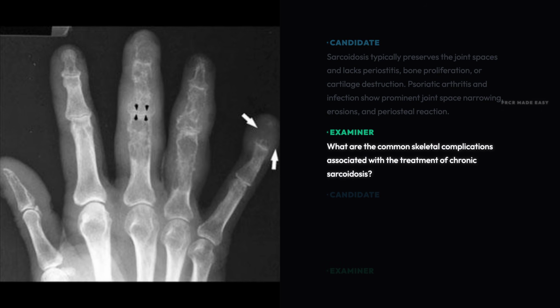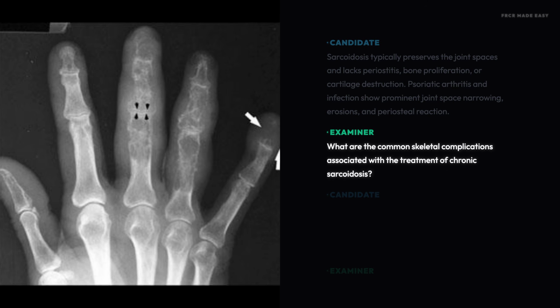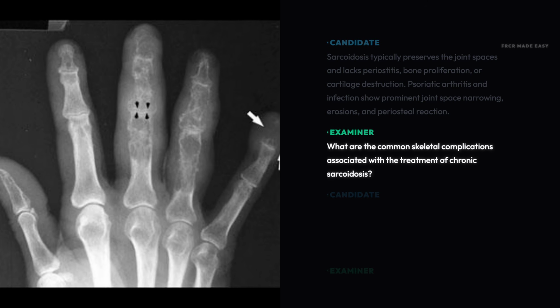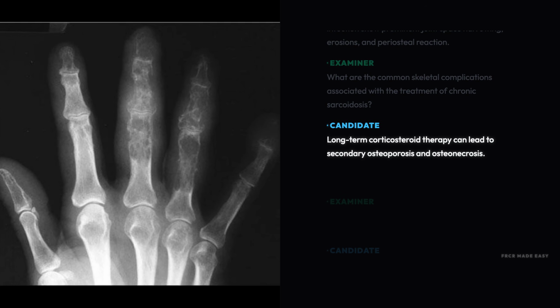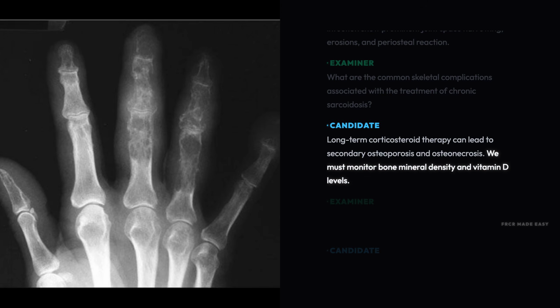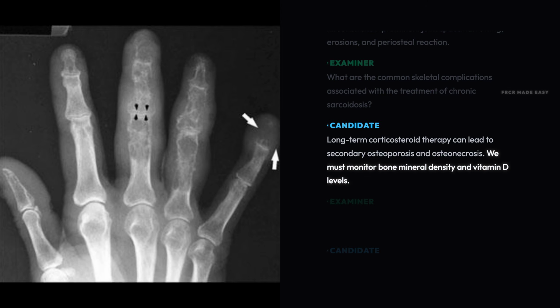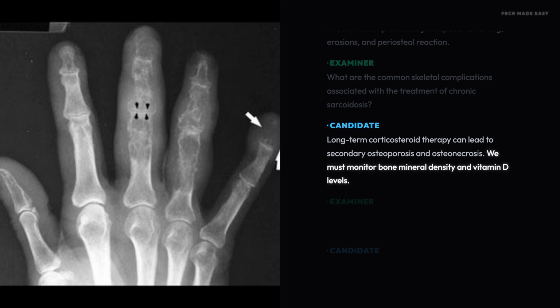What are the common skeletal complications associated with the treatment of chronic sarcoidosis? Long-term corticosteroid therapy can lead to secondary osteoporosis and osteonecrosis. We must monitor bone mineral density and vitamin D levels.